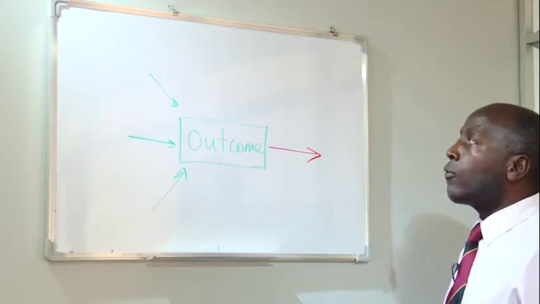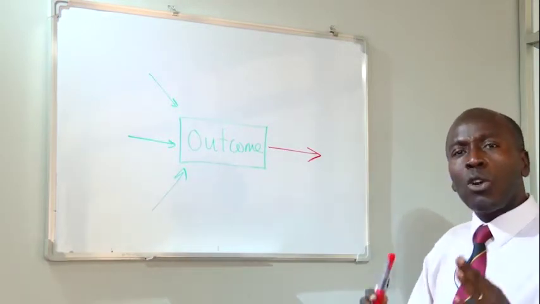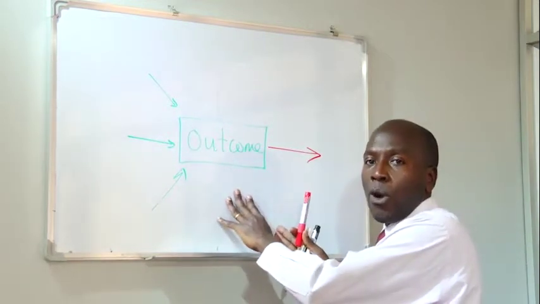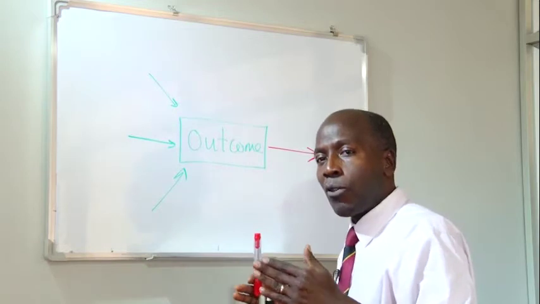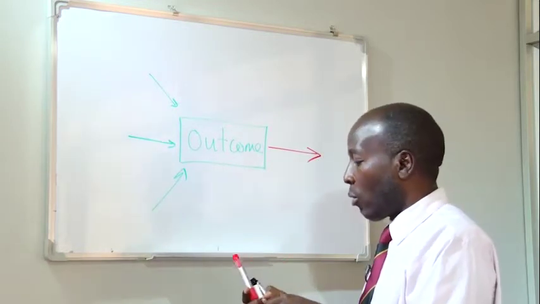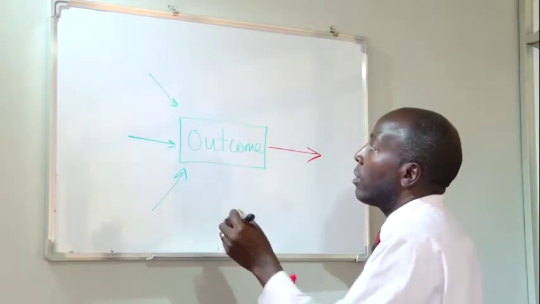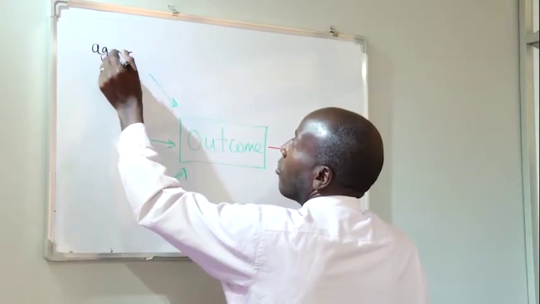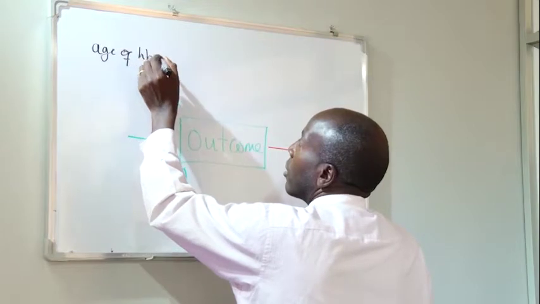And so when you are reviewing literature, it is also good to have a sample conceptual framework. As you are reading and reviewing your literature, you discover that, oh, this outcome of mine is increased by age of household head.